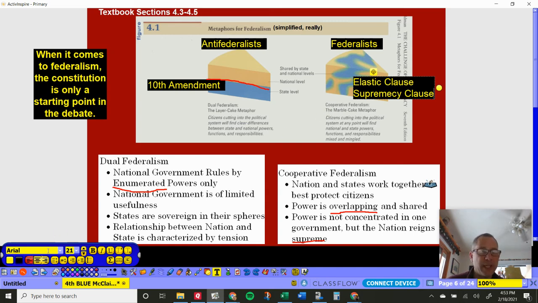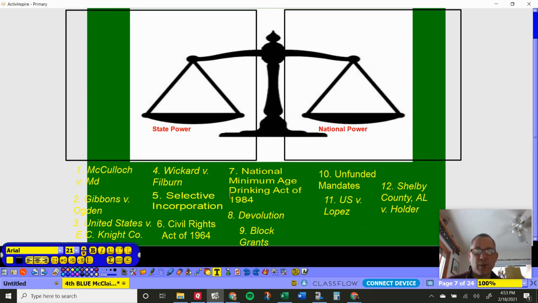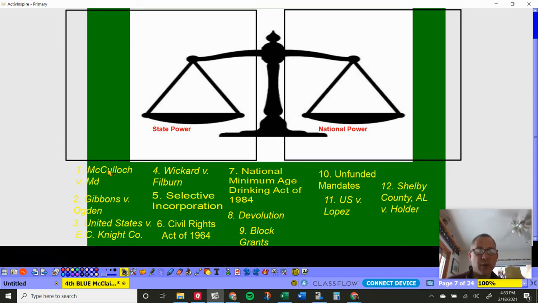So when we get together in class, we're going to play with this scale right here. The way this game works is some of these things are on that sheet you have to do for homework. All of these are different things that have impacted the way federalism works over time in the United States. We're going to describe what happened, and then you have to drag them to the correct side. Did they increase state power, or did they increase national power? And if you do indeed drag it to the correct side, you will get a reward noise.